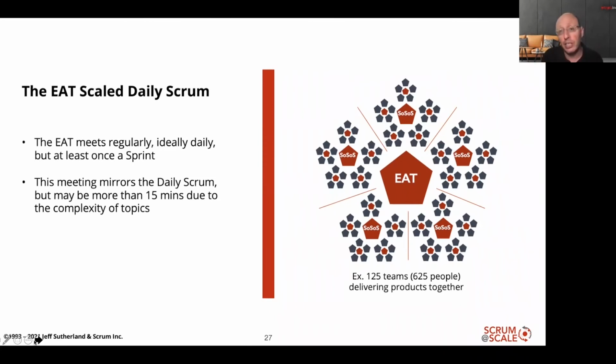And it should mirror the daily scrum in that it's 15 minutes or less if possible, but often the EAT daily scrum runs longer because of the complexity of topics and trying to figure out, hey, who's going to tackle this impediment? That's a really big deal.